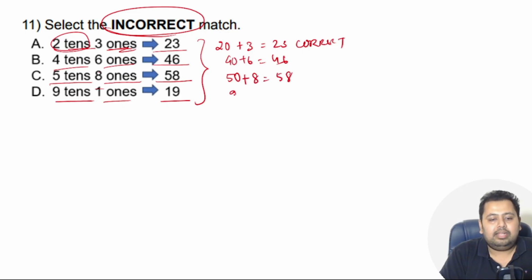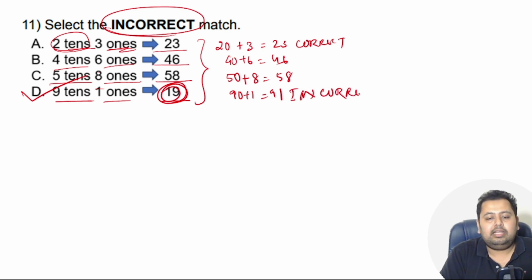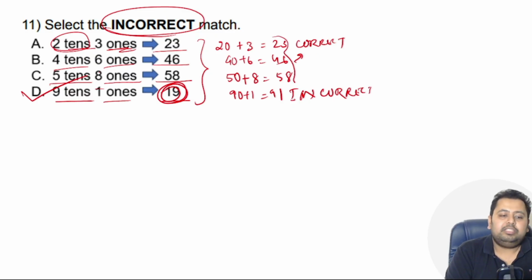9 tens plus 1 is 90 plus 1, that is 91, but the number given over here is 19. So D is the correct answer, that this is incorrect. All others are actually correct. So option D is the correct answer. Hope you got it correct.